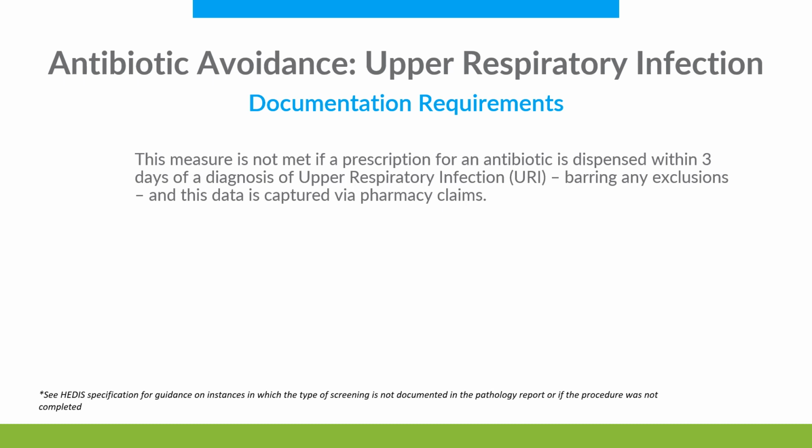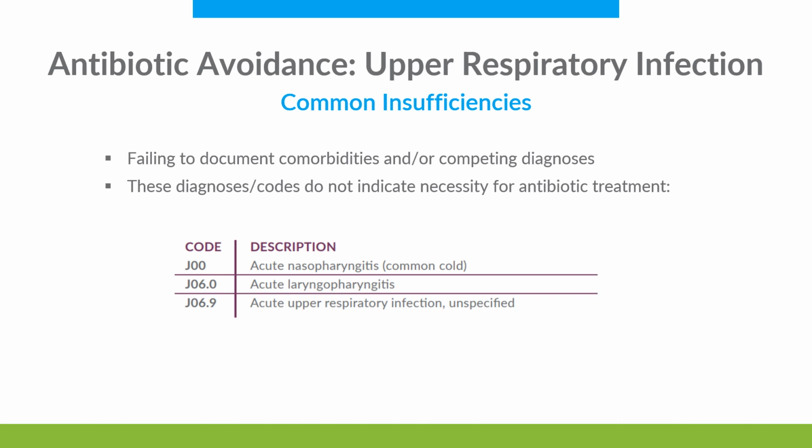When it comes to documentation requirements for this pharmacy measure, this measure is not met if a prescription for an antibiotic is dispensed within 3 days of a diagnosis of upper respiratory infection, barring any exclusions, and this data is captured via pharmacy claims. A common insufficiency for this pharmacy measure is failing to document comorbidities and/or competing diagnoses. This list of J codes that you see over here are diagnosis codes that do not indicate necessity for antibiotic treatment.